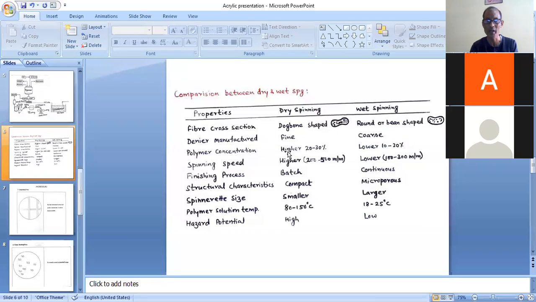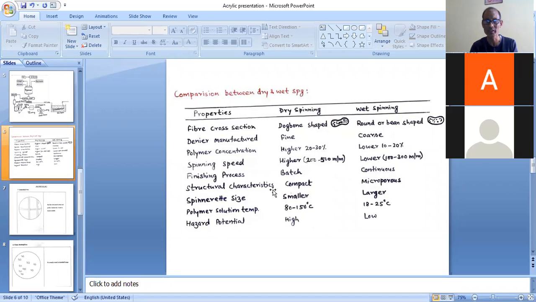Polymer concentration is higher in dry spinning, that is 20 to 30%. It is lower in wet spinning, 10 to 20%. Spinning speed is higher in dry spinning, 200 to 500 meters per minute. It is lower in wet spinning, 100 to 300 meters per minute. Finishing process is done in batches in dry spinning. Here it is done continuously.